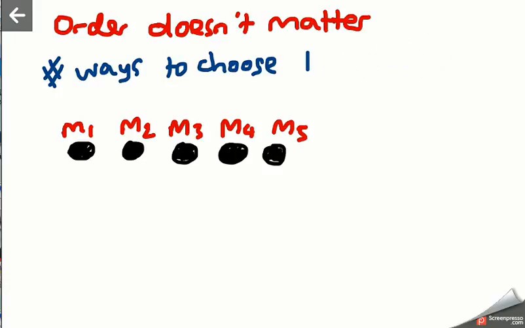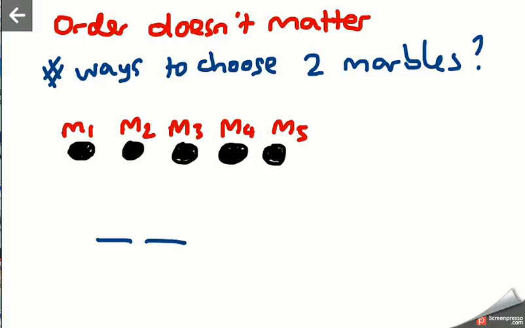Okay, now I want to know the number of ways to choose 2 marbles. That one might be a little bit more complicated. We need to do a bit of math here to work this one out. So I've got 5 different marbles to choose from. I only want to pick 2 of them, and I don't care which order I choose them in. So here are my 2 spots to fill.